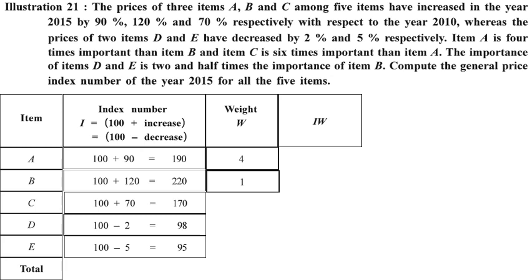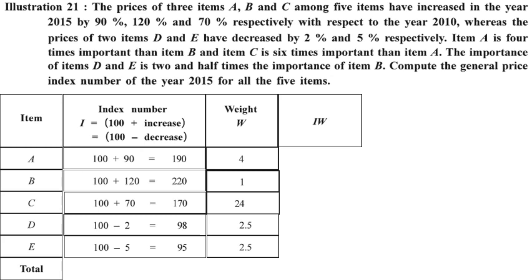C is 6 times that of A. Now A's weight is 4 and C is 6 times, so 6 fours are 24. So the weight for C will be 24. While D and E are 2.5 times the importance of B. Therefore, the weight for D and E will be 2.5, 2.5.